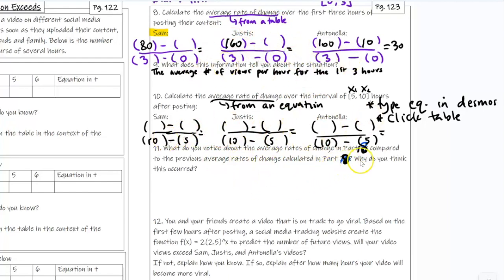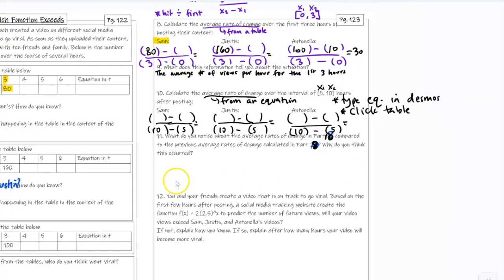And then whatever you're going to say, why do you think it occurred? So remember, what is average rate of change? Average rate of change in the context of this problem is the average number of views per hour for the first, and this is not 3 hours, but this is for the hours 5 to 10, basically. So what do you notice about them? Why do you think that occurred? And then you're going to answer the rest of the questions. I just wanted to make sure that you were good with average rate of change. Let's practice.